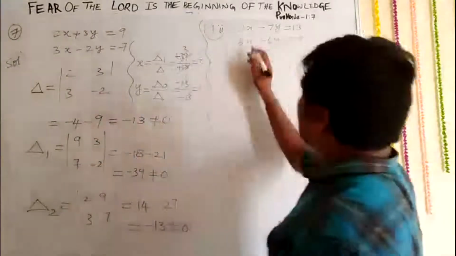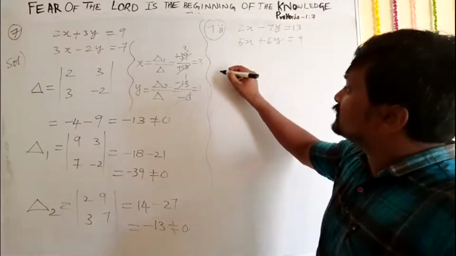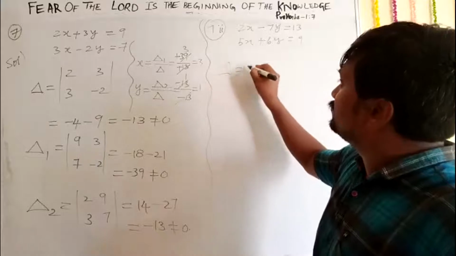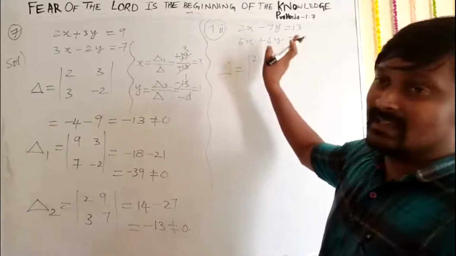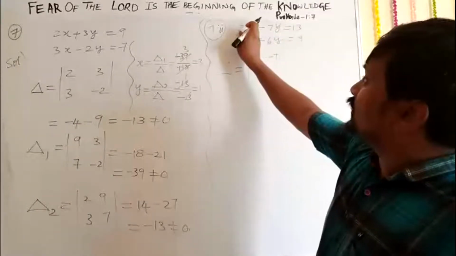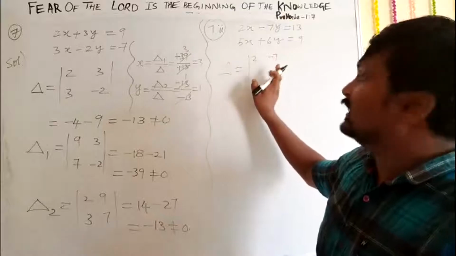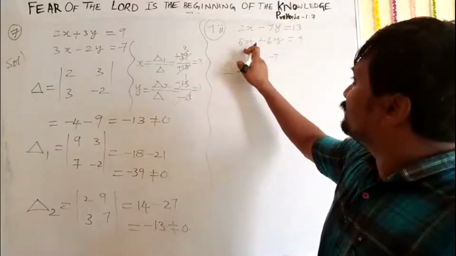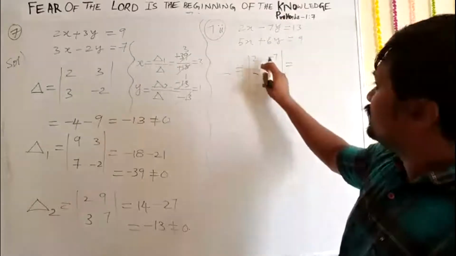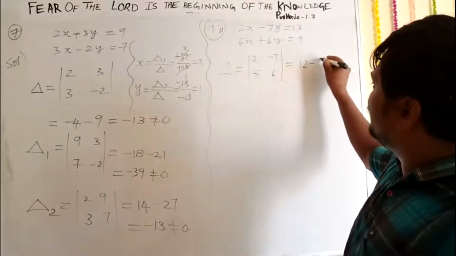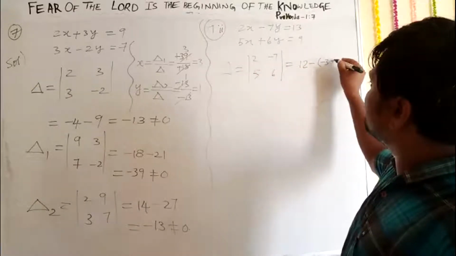Right. So now what we need to do here? First, you need to find delta. So delta is equal to, we can write 2 minus 7. See, always remember, the x coordinates and y coordinates, those only we will take as delta. So now 2 minus 7, 5, 6. So when you solve, 2 6s are 12, minus 7 5s are 35. Here minus is there, so that is minus 35.